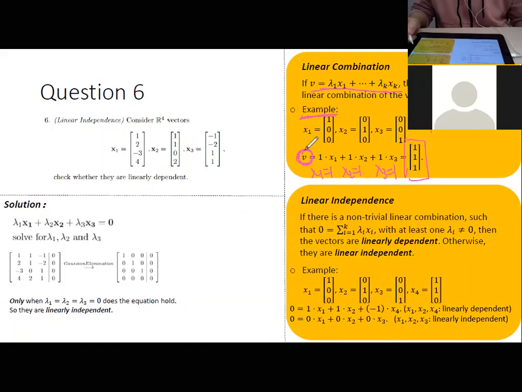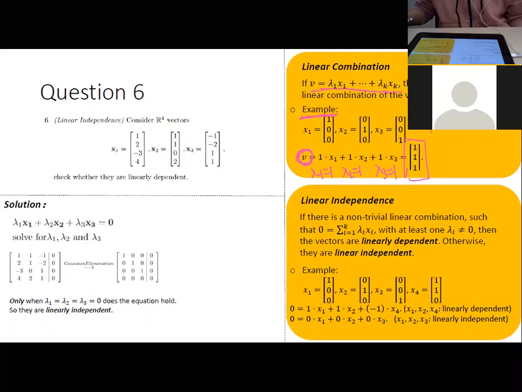Then we move to the second yellow block. We talk about linear independence and dependence. Now we go through the definitions first. It says, if there is a non-trivial linear combination such that 0 equals the sum of lambda i xi, with i from 1 to k, with at least one lambda i not equal to 0, then the vectors are linearly dependent. Otherwise, they are linearly independent.